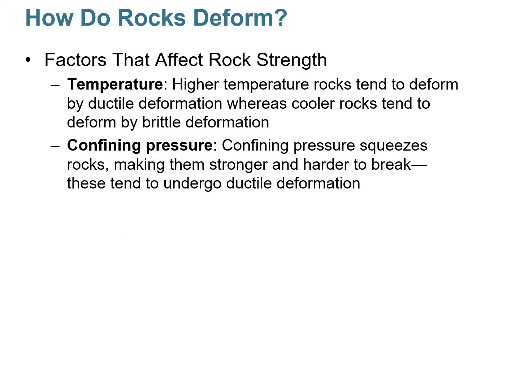So there are a number of factors that affect a rock's strength, and that will determine whether a rock will deform brittlely or ductilely. One of the most important factors is temperature. In an environment with really high temperature, rocks tend to deform by ductile deformation. Whereas in a low temperature environment, typically closer to the surface of the earth, rocks will deform brittlely. Another variable in this is pressure.